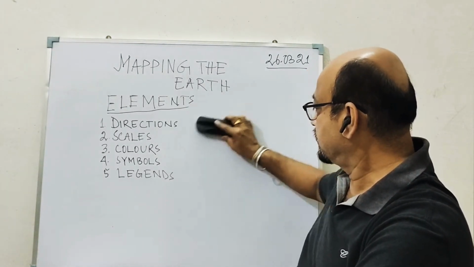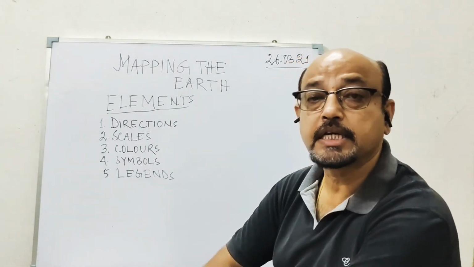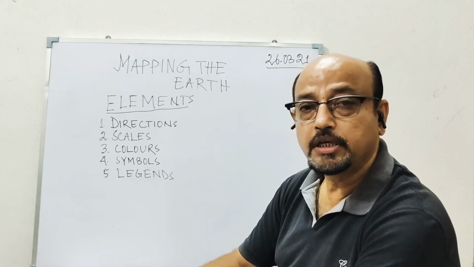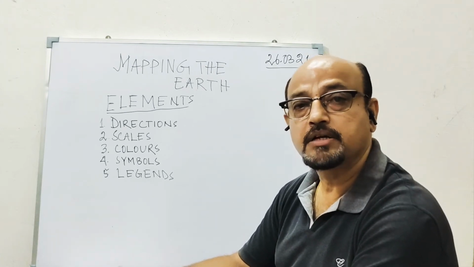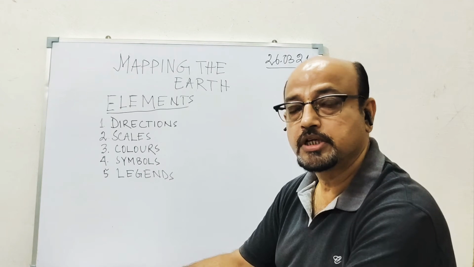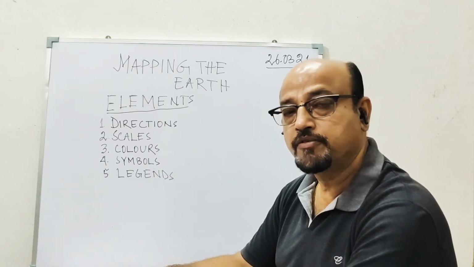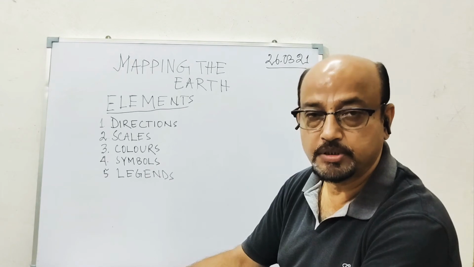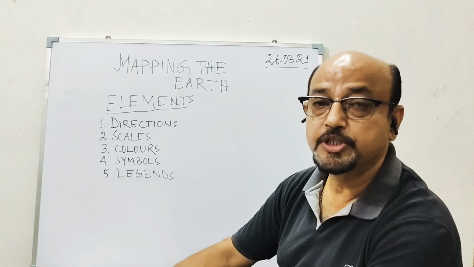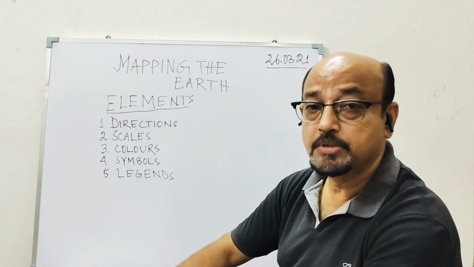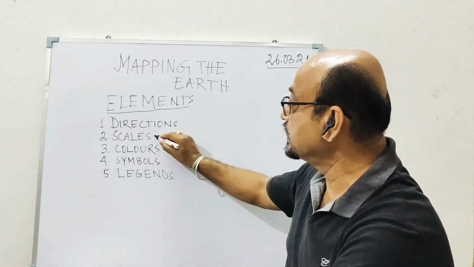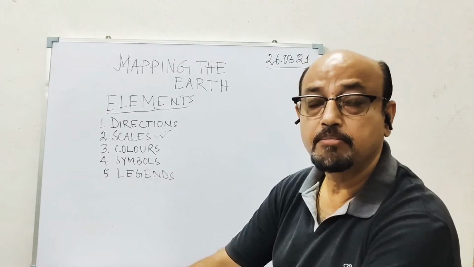Now the second important element is a scale. Why are scales required? India is the 7th largest country in the world. It's a very big country. From north to south it is around 3,200 kilometers, and from east to west it is around 2,900 kilometers. Such a big country, we are representing on a small piece of paper. There must be some ratio, or some scale. This is why a scale is used to represent a map.